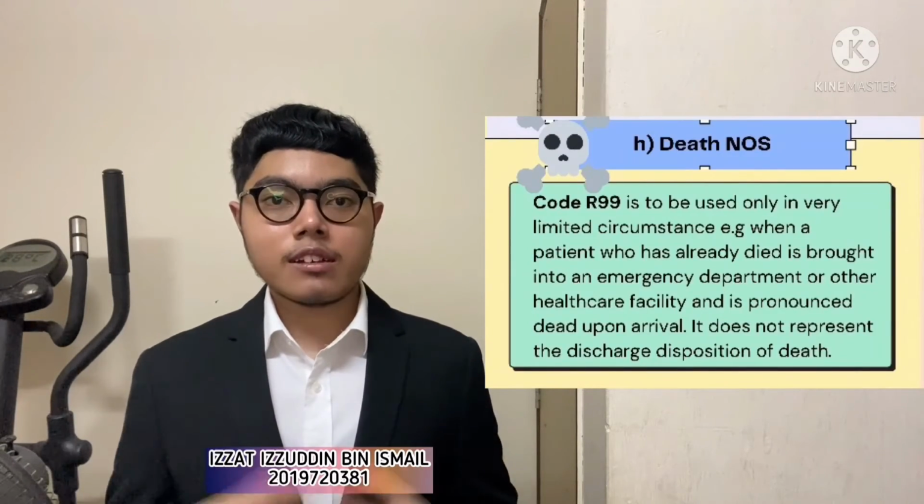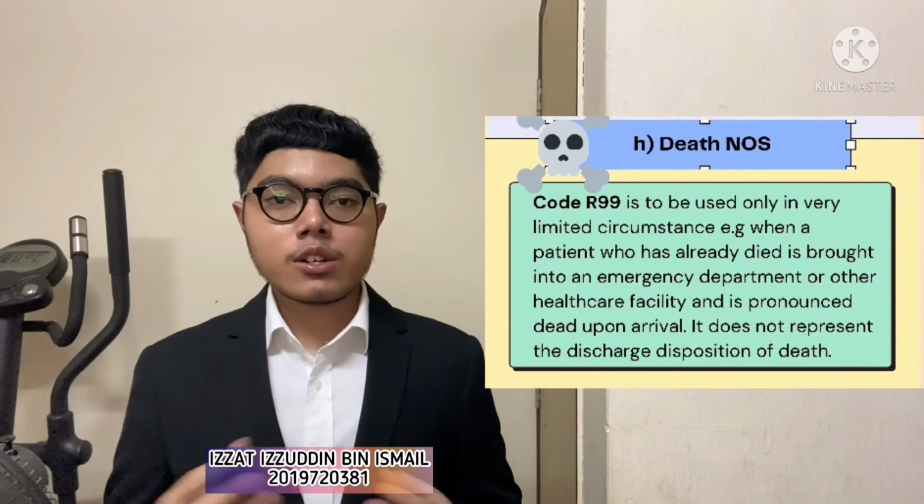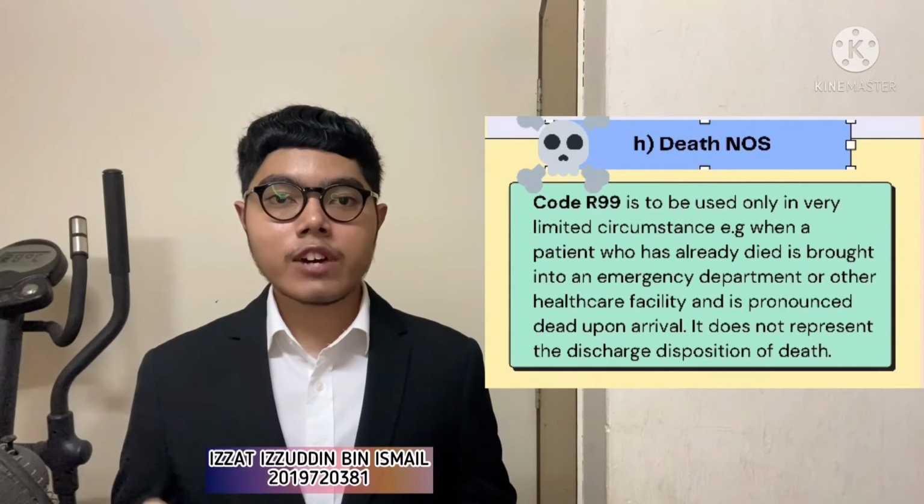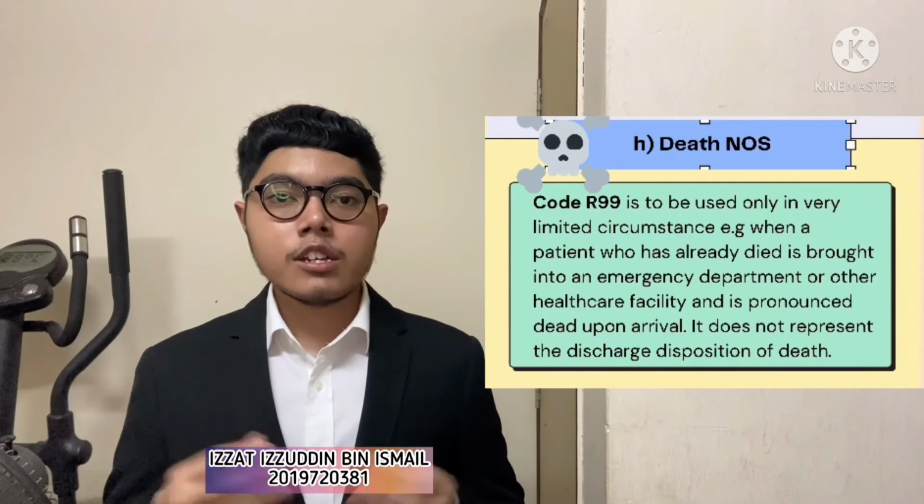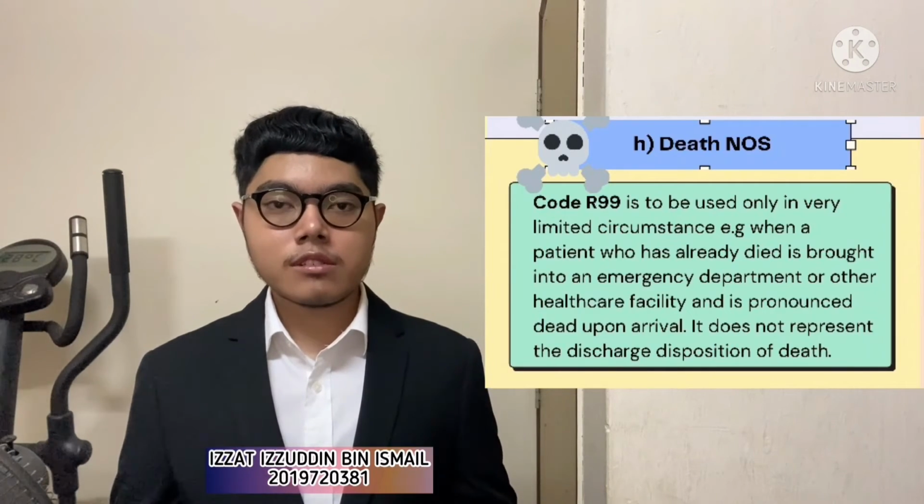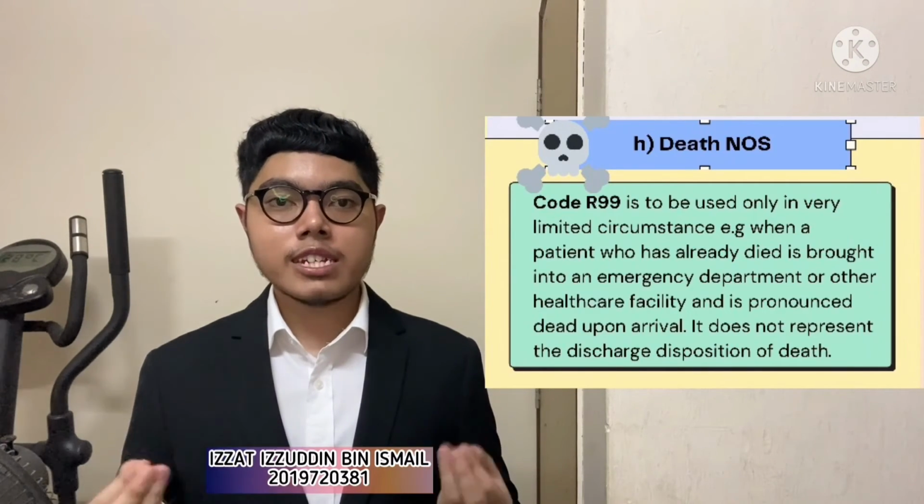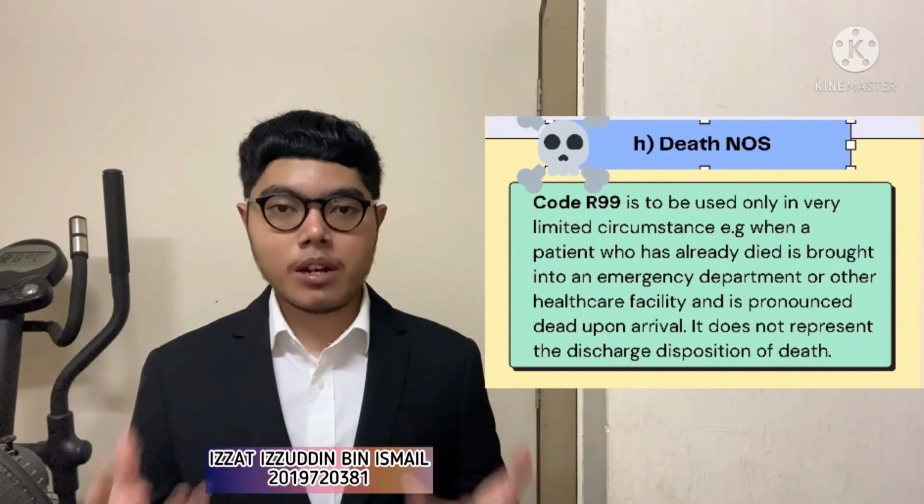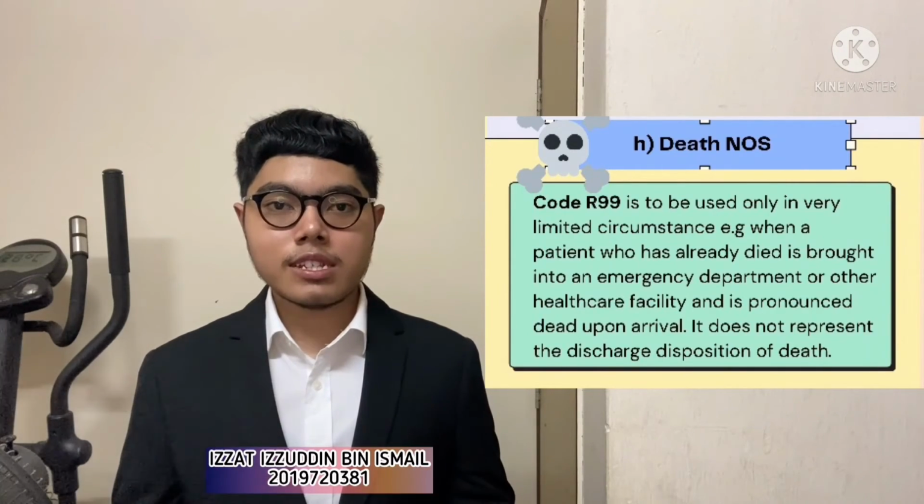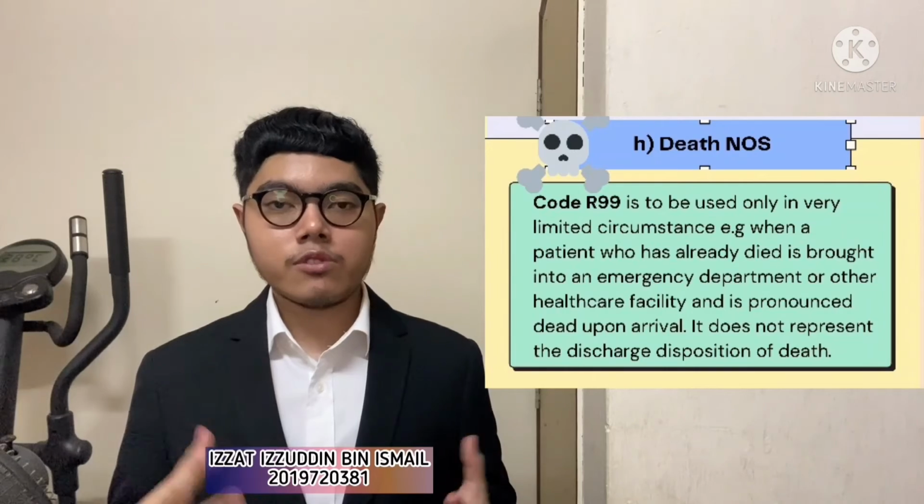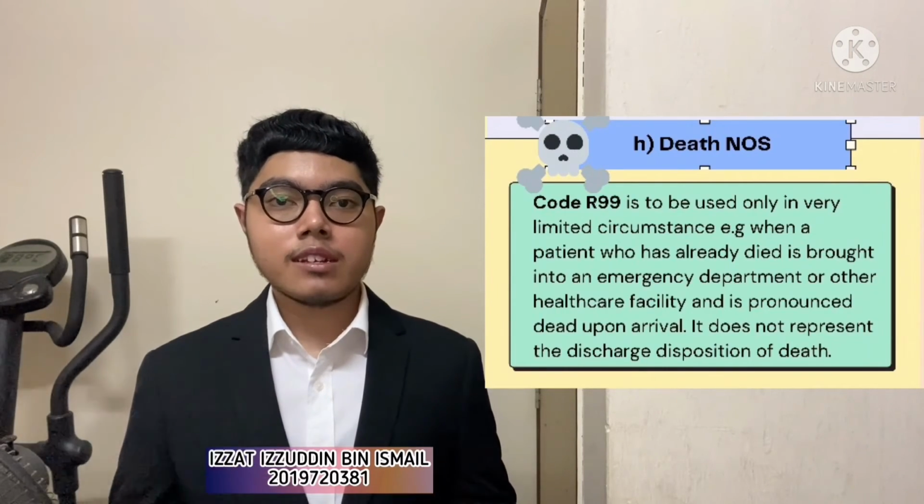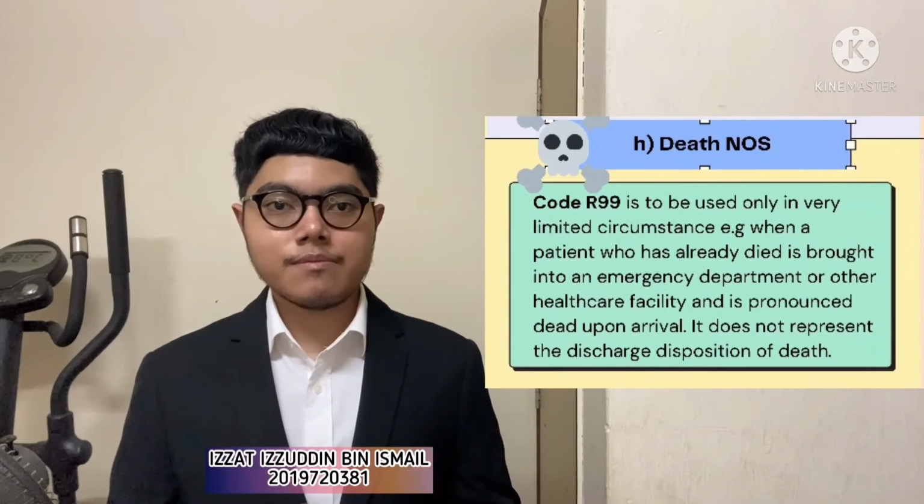And now for death not otherwise specified, code R99, ill-defined and unknown cause of mortality, should only be used in very limited circumstances, when a patient who has already died is brought into an emergency department or other healthcare facility and is pronounced dead on arrival. This does not represent the discharge disposition of death.